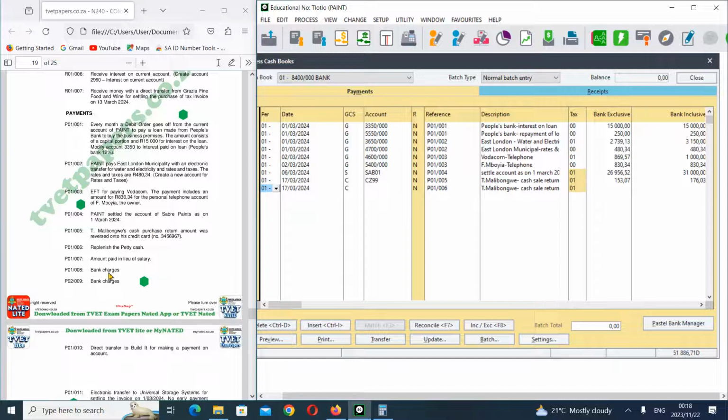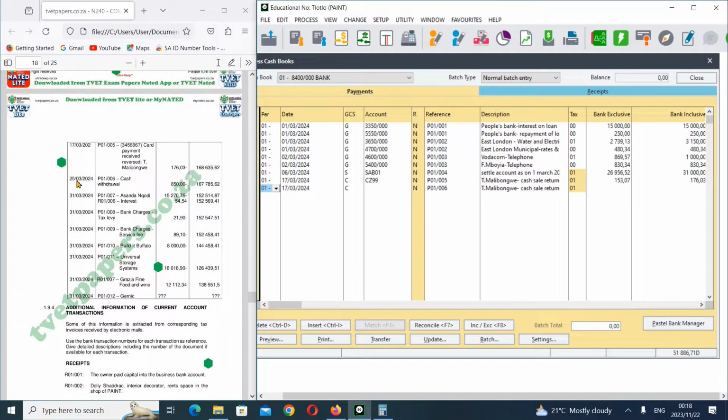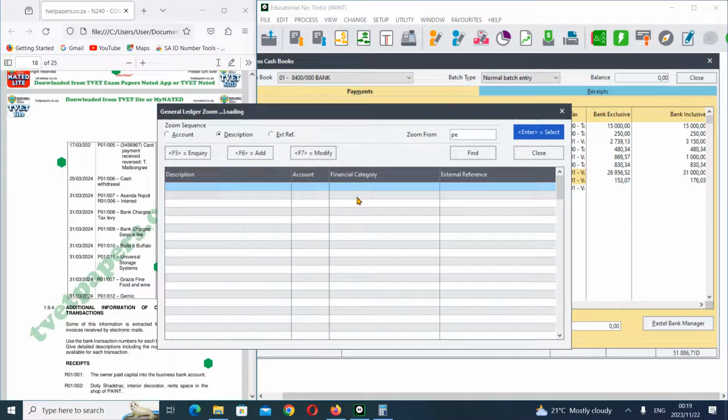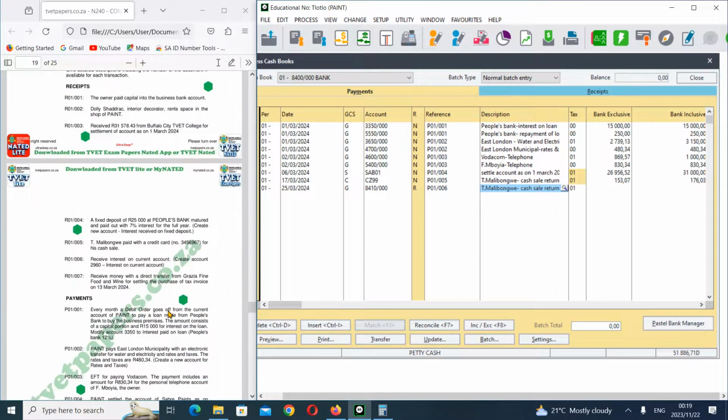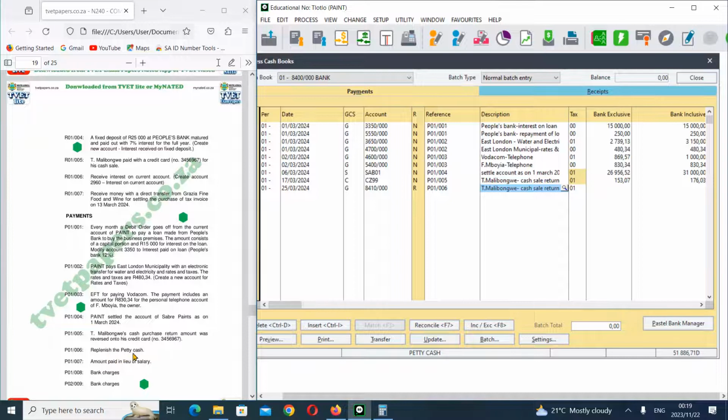Then we are on 06, replenish the petty cash. So 06, which is on the 25th, and it is for petty cash. So petty cash, going to our general, and I'm looking for the petty cash account. Then tab. What are we doing here? We are paying petty cash. Replenish the petty cash, so it's money for petty cash.